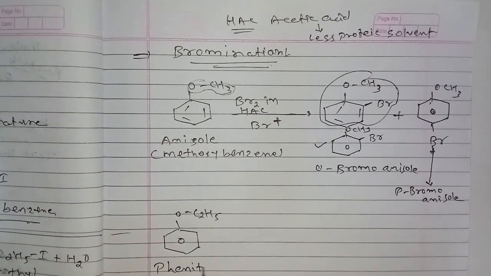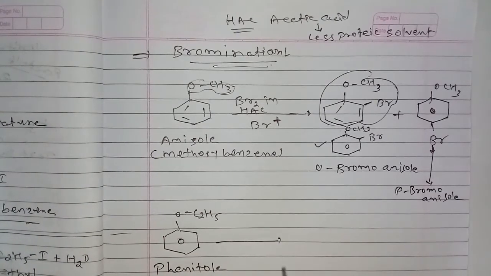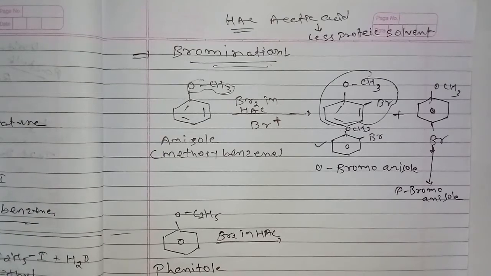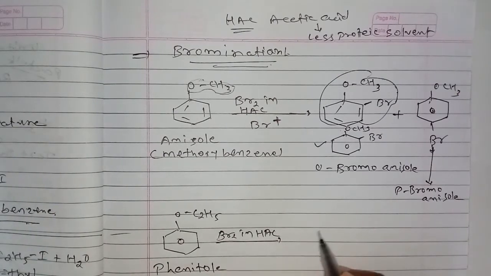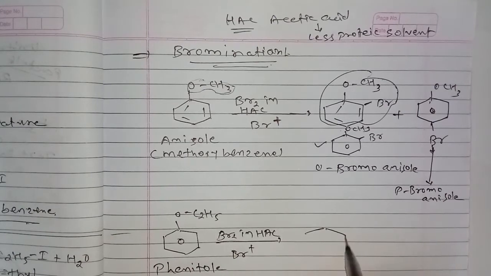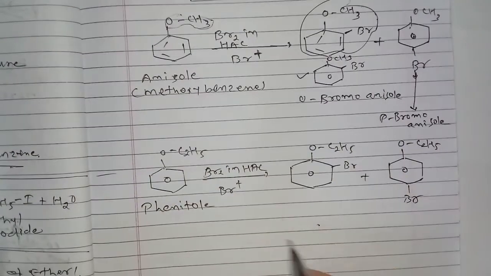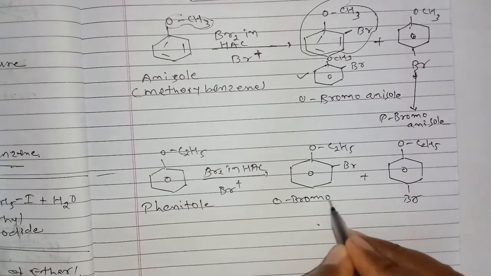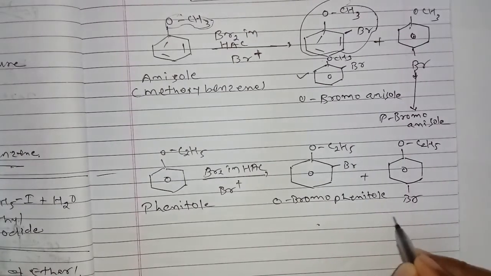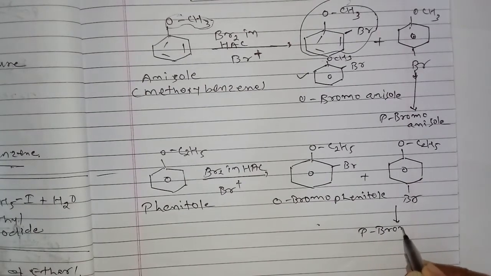This phenitol and bromination, bromine in acetic acid, gives C2H5 and bromine, so it is called orthobromophenitol, and it is called parabromophenitol.